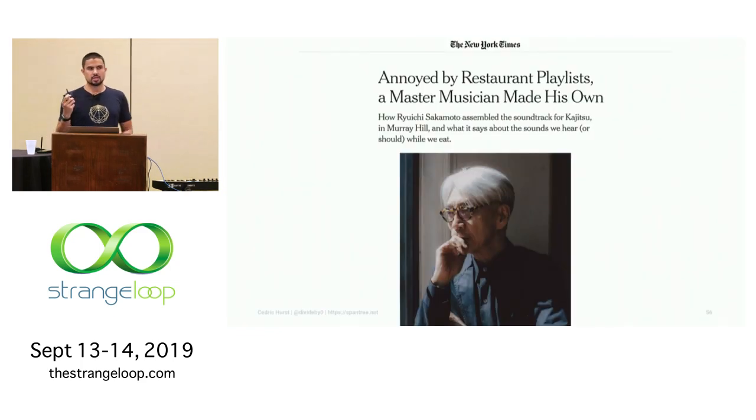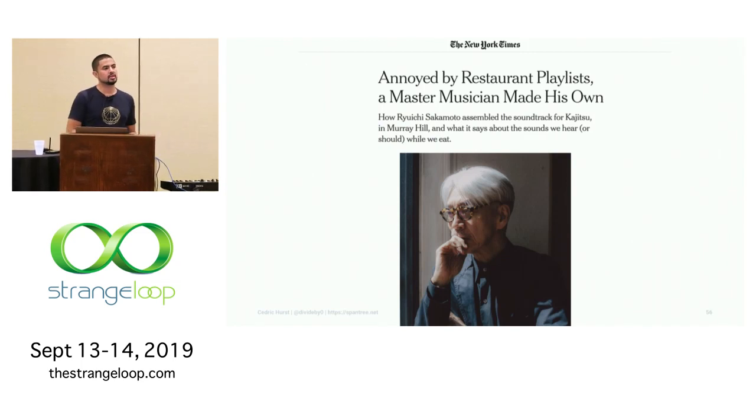So is anyone familiar with Ryuichi Sakamoto? One person. All right, cool. So Ryuichi Sakamoto is a Japanese composer. He worked with David Bowie back in the 80s, and he's a very particular individual. And when he went to this restaurant that he frequented in New York, he was really annoyed with the playlist, and so he actually secretly programmed the playlist using his musical brain for 3 years. And then the New York Times found out about it, and they wrote this whole piece about it. It turns out that there's actually a lot that you can do when you're applying these rules.